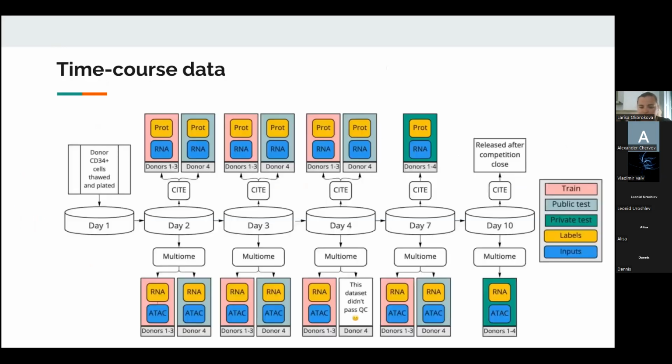So I think that was the main rationale to make the time course data for this particular competition. I have not read this. It's just my supposition that it was like this. So the cells were taken from the donor, and then they were plated in a petri dish.